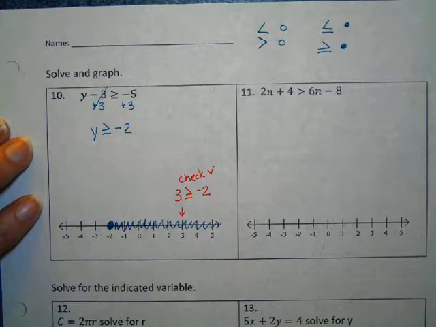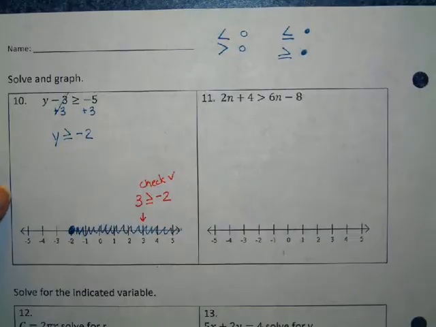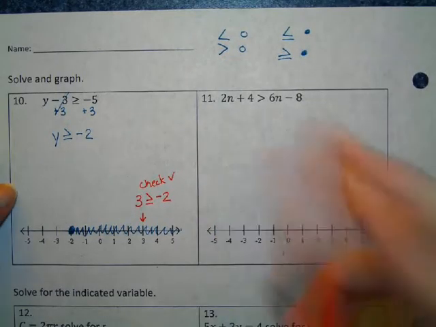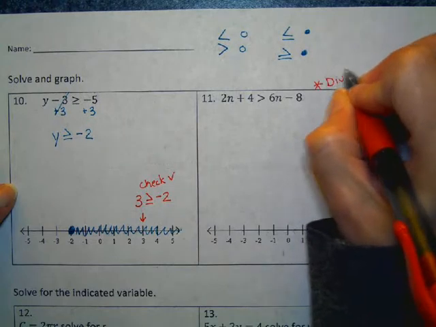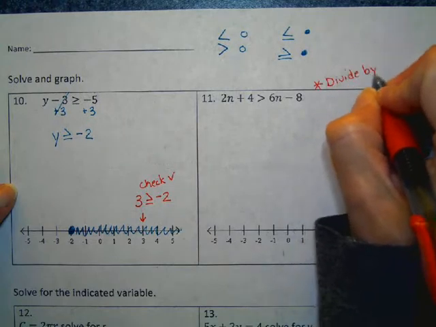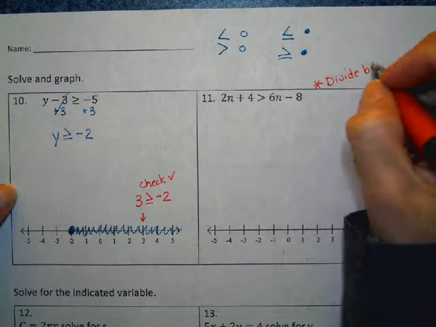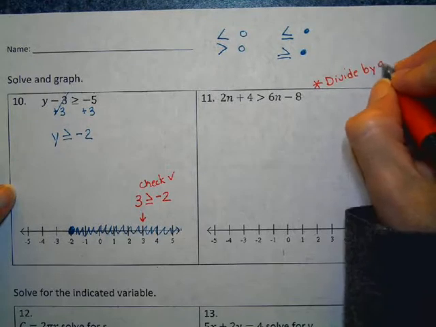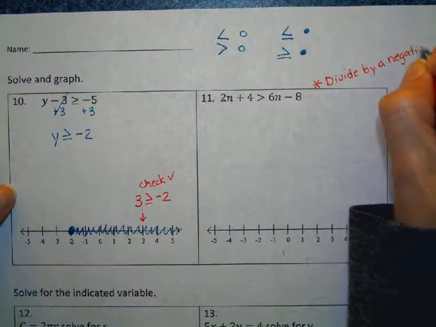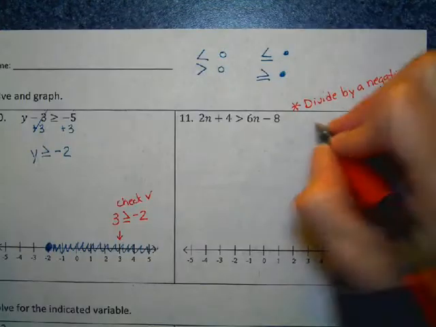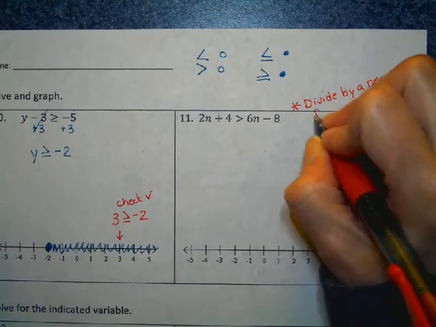The only thing strange about this one is maybe at the end, when you divide by a negative, if you take your letters to the left and divide by a negative, you're going to flip the inequality.